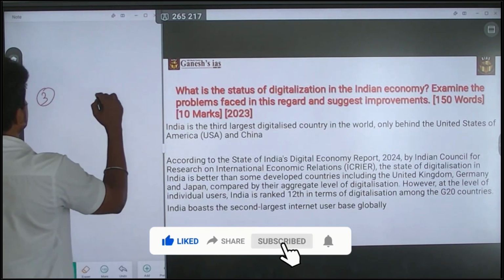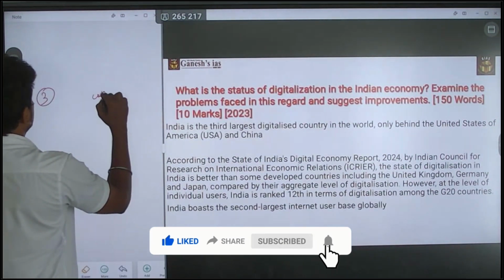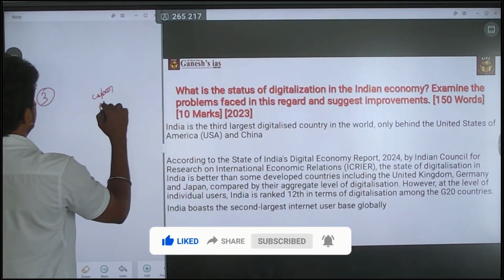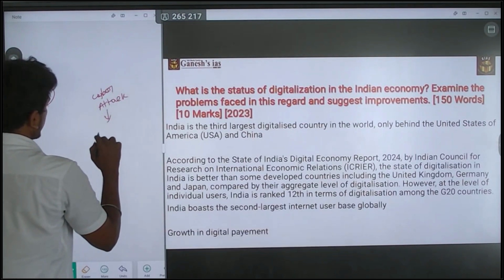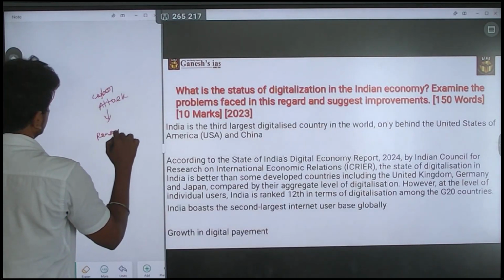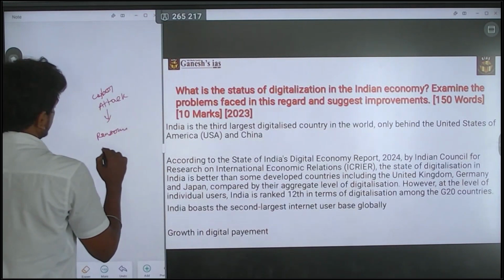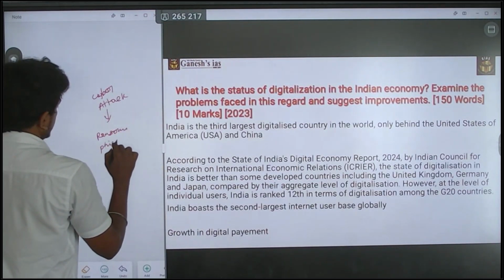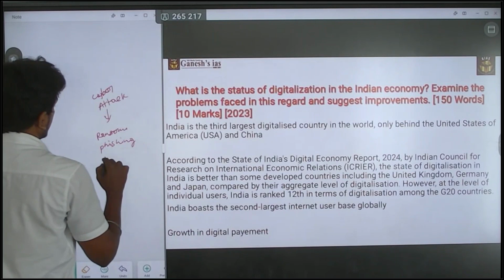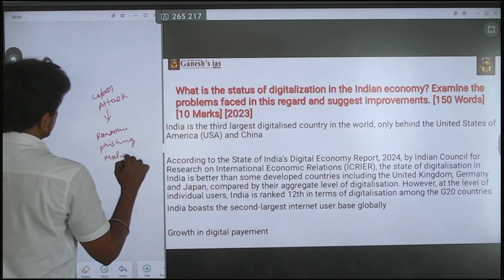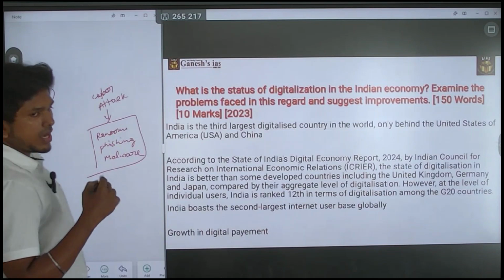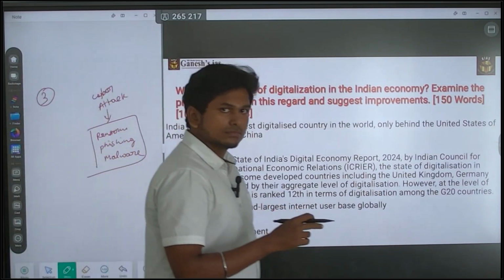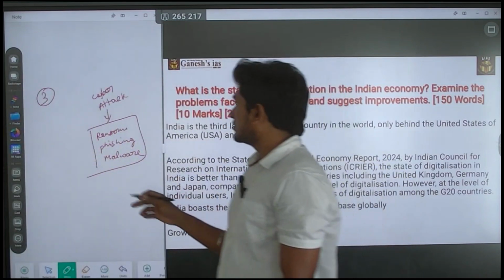Second is cyber attack. So ransomware, and then internet phishing, malware activities. So there are a lot of things that are also affecting the digitalization in India. So this is the second thing.